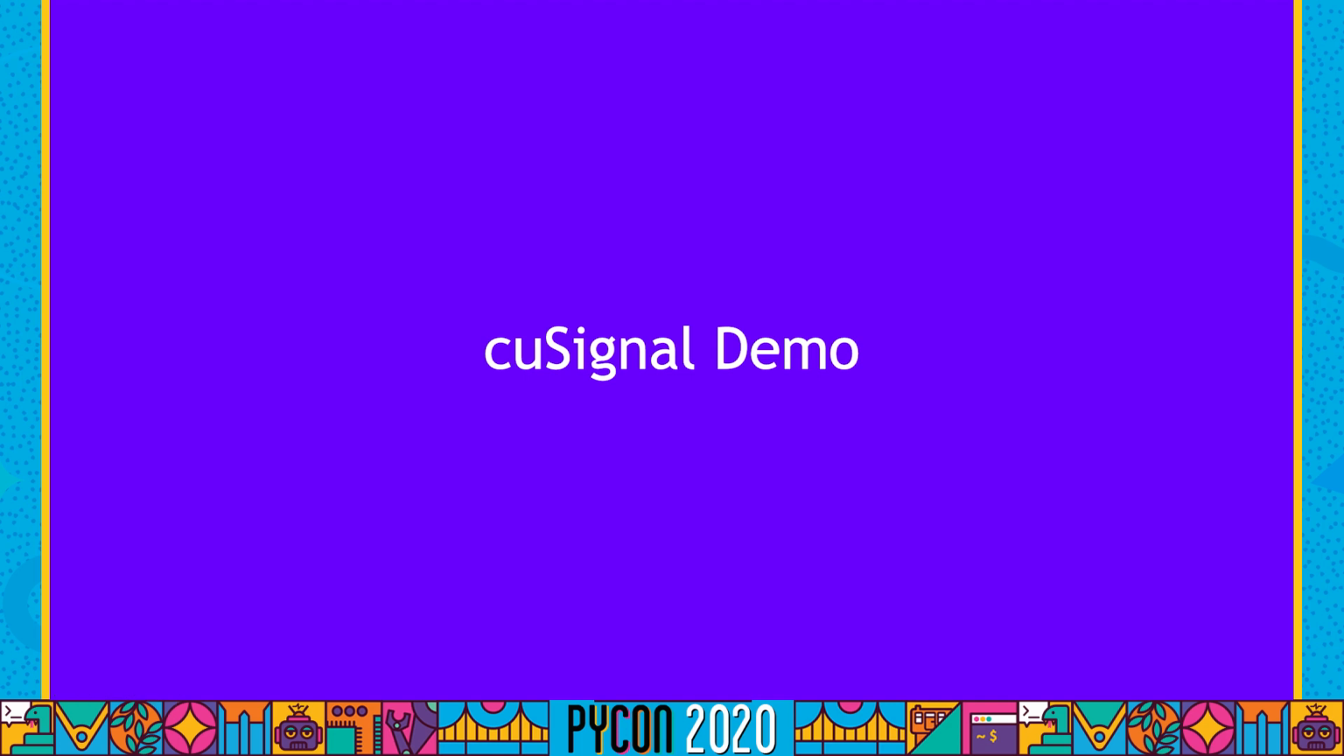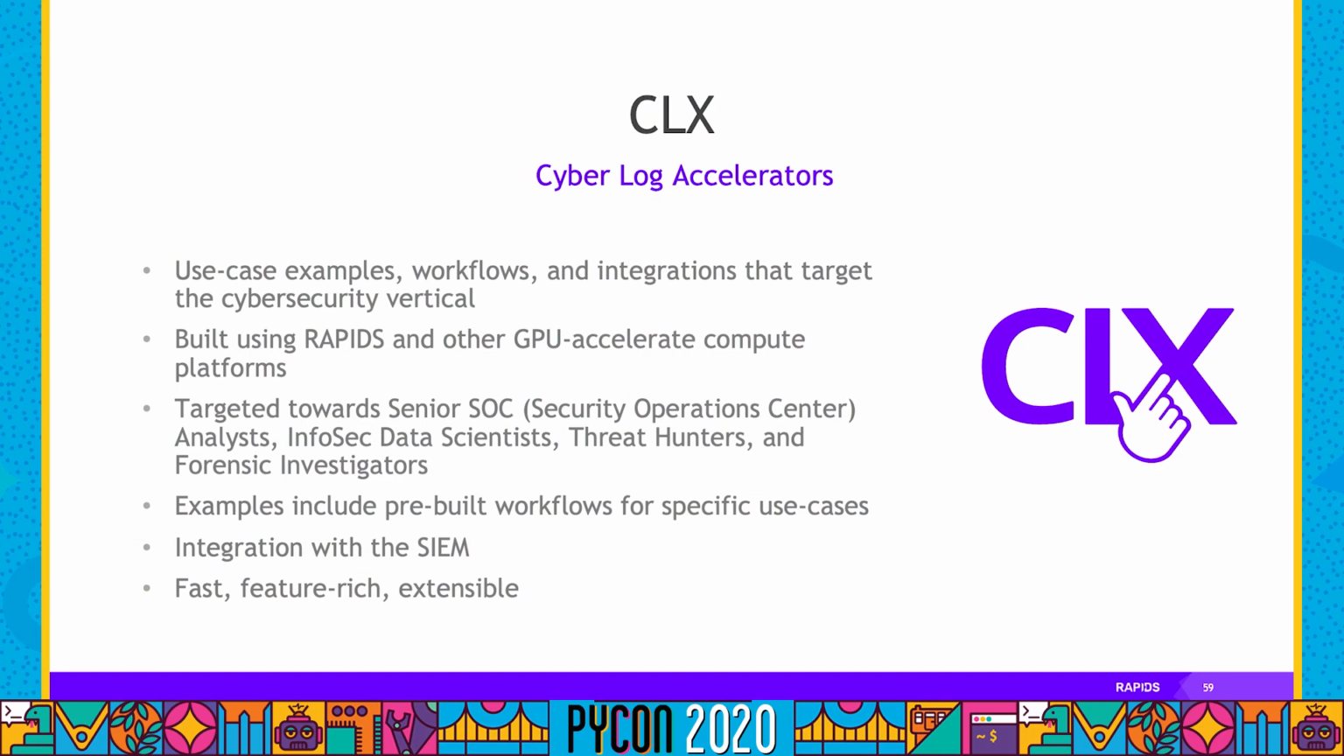Okay, let's flip back over and let's talk about CLX. CLX is a little different. It's not a package in and of itself. It's really a joy of cooking with RAPIDS. And CLX stands for Cyber Log Accelerators. And really, it's a set of use case examples, workflows, and integrations that target the cybersecurity verticals and horizontals. We build it using RAPIDS and other GPU-accelerated compute platforms. It's targeted really towards those threat hunters, those forensic investigators, the cybersecurity and InfoSec data scientists, built to integrate with major SIEMs, and includes examples of pre-built workflows for specific use cases.